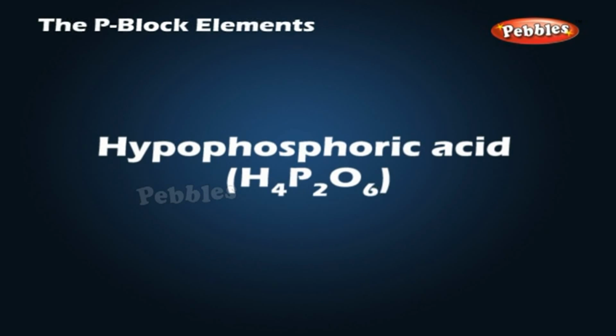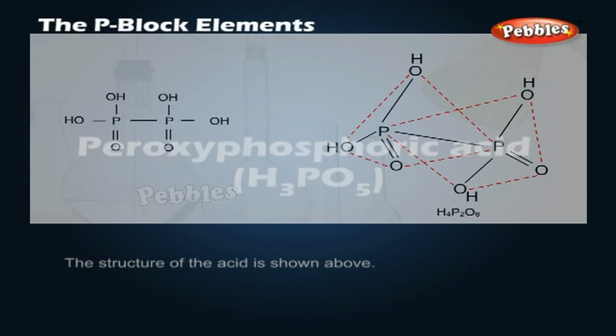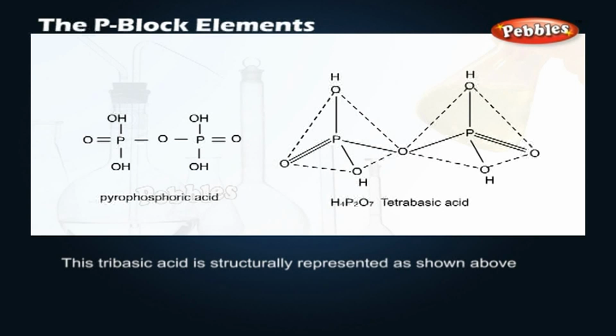Hypophosphoric acid, H4P2O6. The structure of the acid is shown above. Peroxyphosphoric acid, H3PO5. This tribasic acid is structurally represented as shown above.